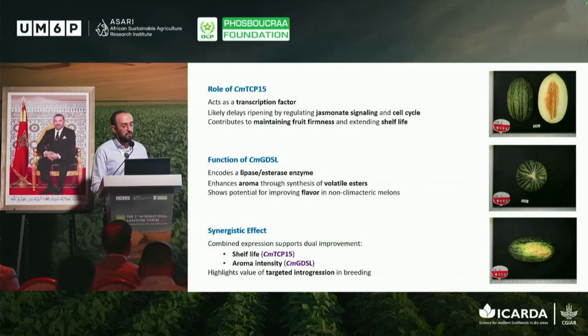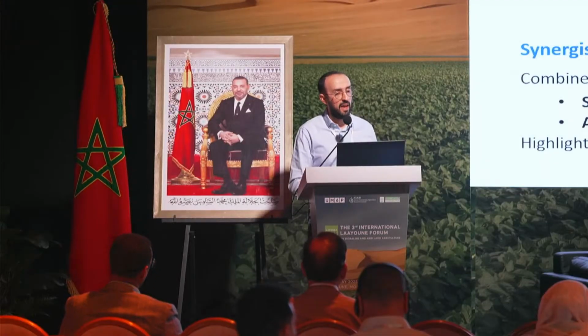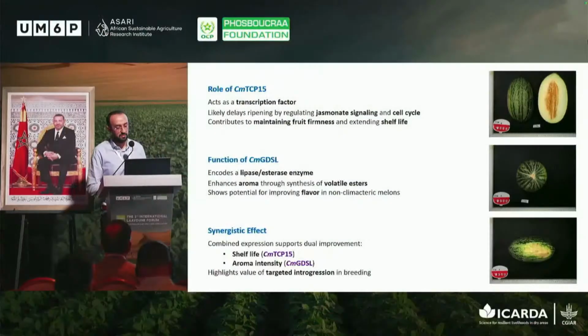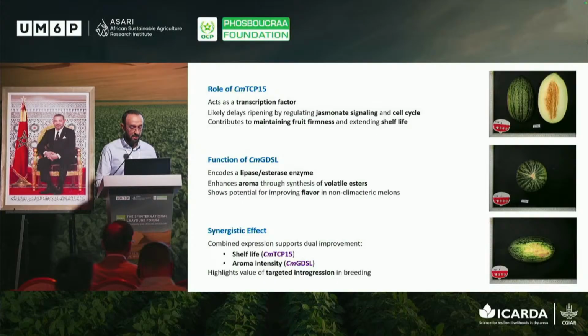After identifying the roles and functions, we found that TCP15 delayed ripening through its role in jasmonate signaling and cell cycle control, helping maintain fruit firmness and extend shelf life. On the other hand, GDSL enhanced aroma by producing important compounds for flavor. Together, these genes show a complementary effect, improving volatile esters, both shelf life and aroma. This supports the use of targeted integration as a valuable strategy in melon breeding, especially in non-climacteric varieties.